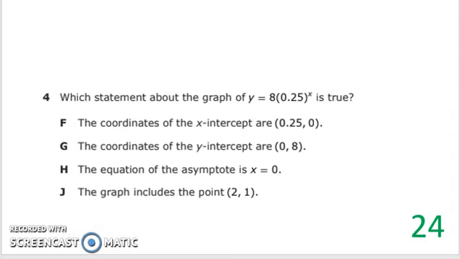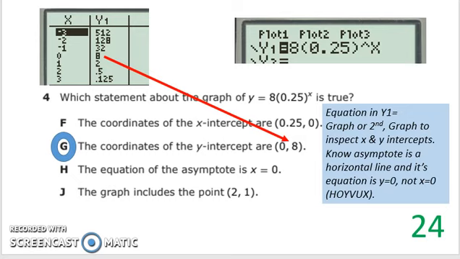Alright, got an equation, and we're asked which one is true. So we've got to know some things. In the answer choices, we got to know what an x-intercept is, a y-intercept, what an asymptote is. Alright, so we put the equation in y1, we go to our table, and we find 0, 8, and that is the y-intercept.